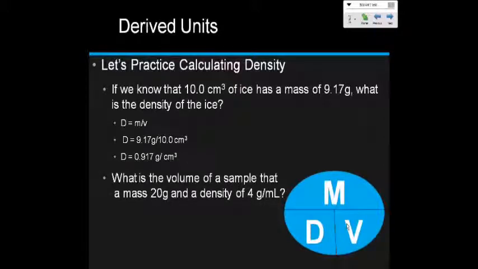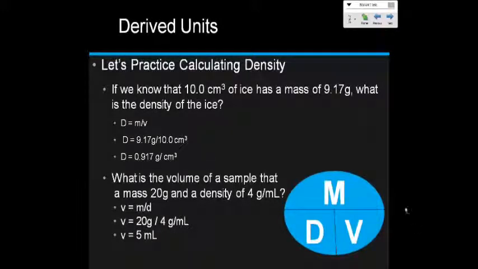Now let's look at our second question. What is the volume of a sample that has a mass of 20 grams and a density of 4 grams per milliliter? So remember, if we're finding volume, cover up the volume with your hand, and that tells us that we have to do mass divided by density. So our formula we write first, then we can fill in our formula with the numbers we already know, which is 20 grams divided by 4 grams per milliliter, and then you have 5 milliliters.